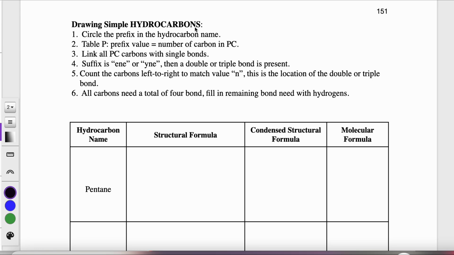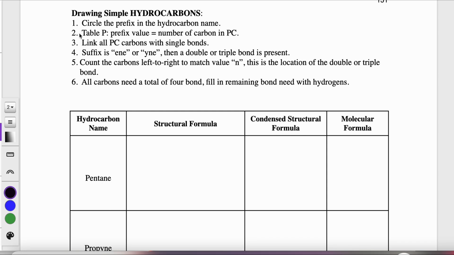where you are given a hydrocarbon name and you need to come up with its structural formula, then translate it into the condensed and the molecular formula. So here's the thing. Use your tables P and Q for this task.